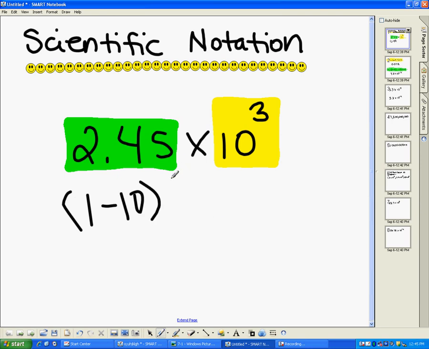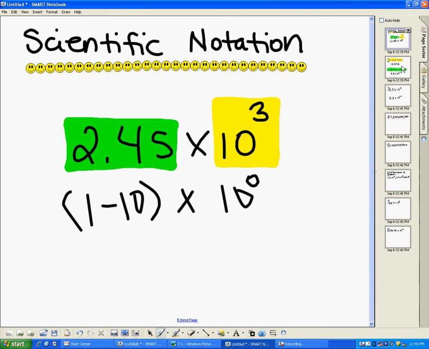Then this number will be multiplied by 10 to a power of something, and that power can be positive, it can be a negative number, but it's going to be a whole number. It's never going to be a fraction or a decimal. And if it's to a negative power, that means that this is a really small number. If it's to a positive power, that means it's a very large number. The larger the power, the larger the number. The smaller the power, the smaller the number.